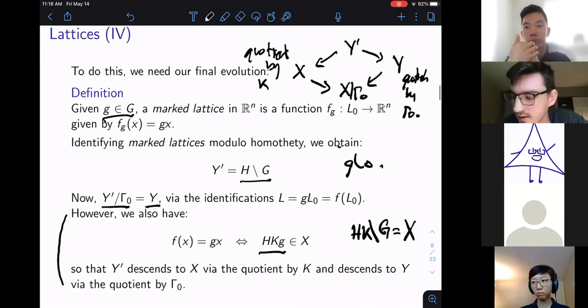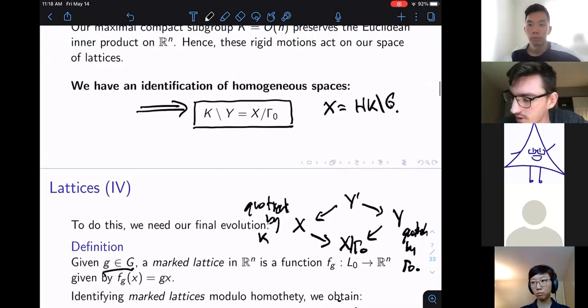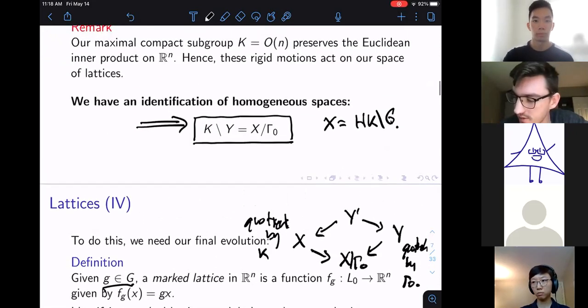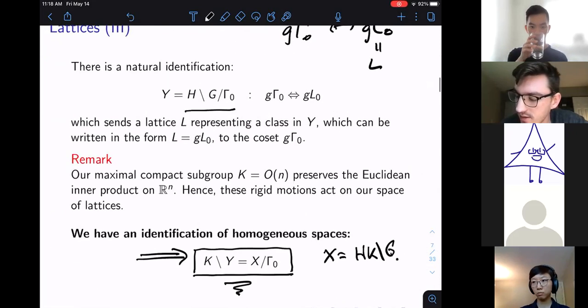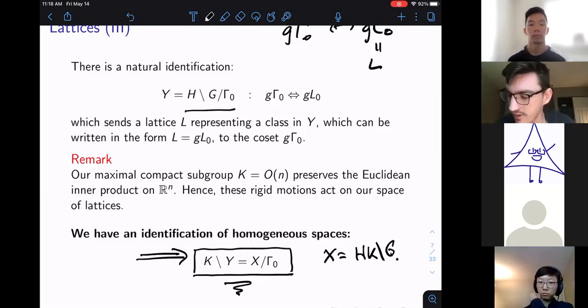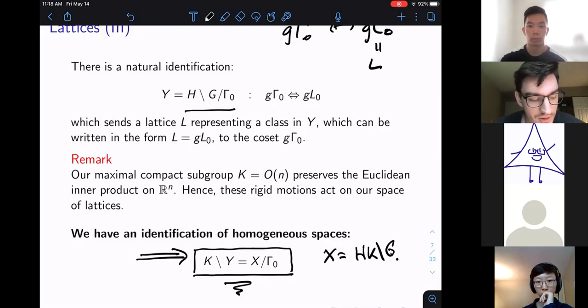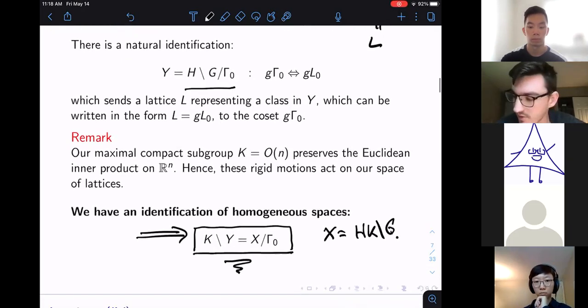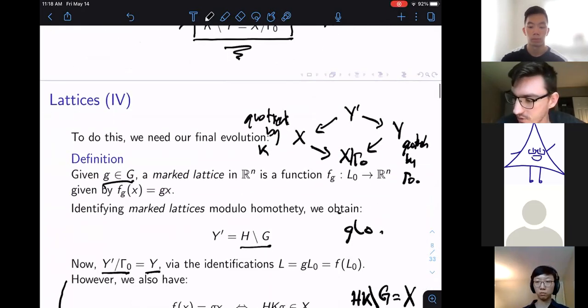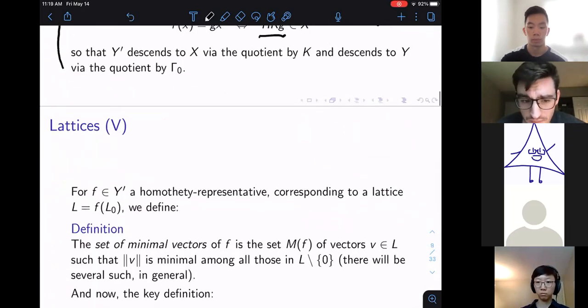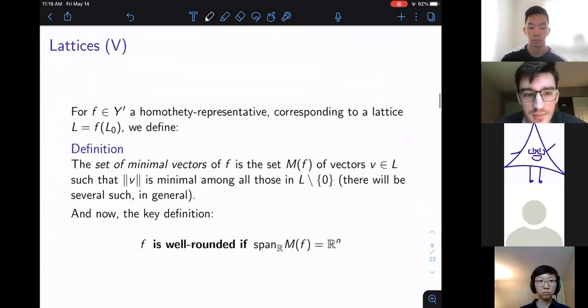But the most important thing right now is this correspondence here, where you can view X mod Gamma_0, where Gamma_0 is the stabilizer of your fixed lattice L_0, which is fixed forever. You can view this as a space of lattices on which the maximal compact subgroup acts, or you can view this as a space of marked lattices on which Gamma_0 acts, and on which the maximal compact subgroup then subsequently acts via the quotient. Okay. All right, so now we're going to build a well-rounded retract.